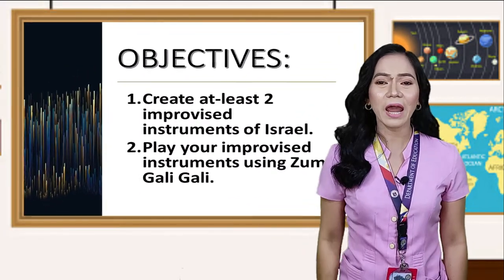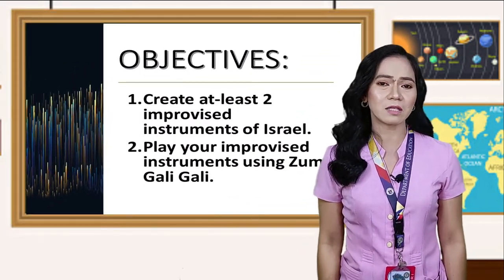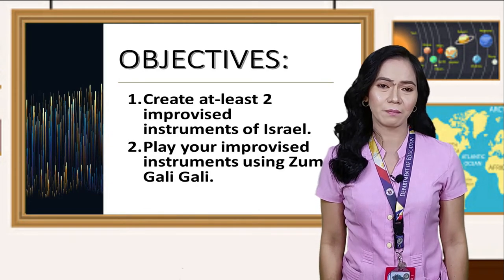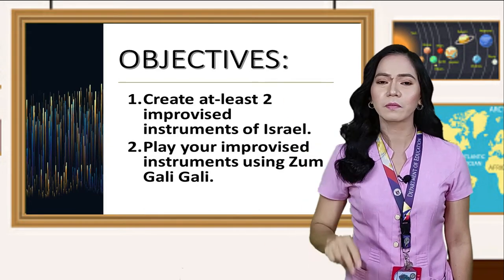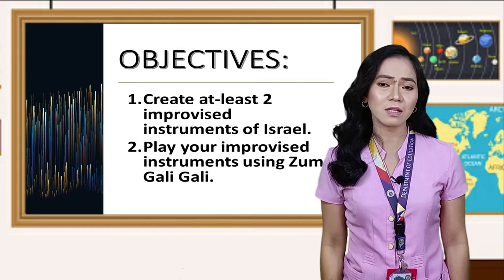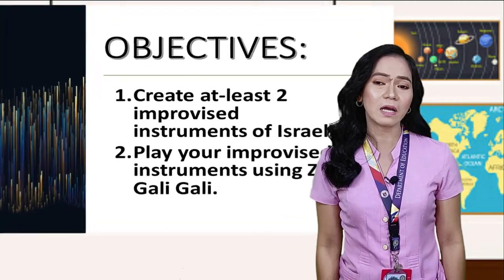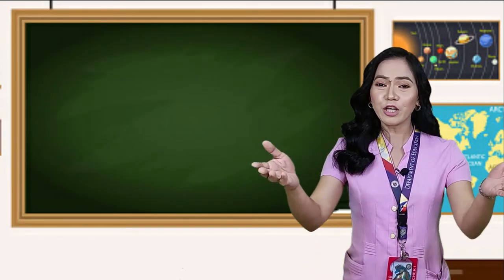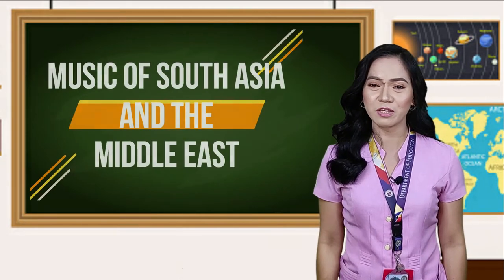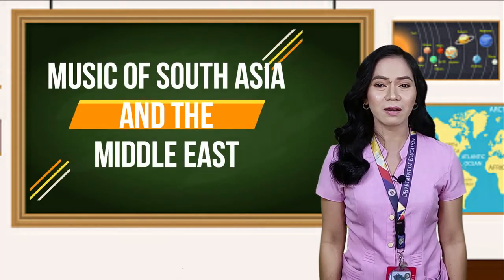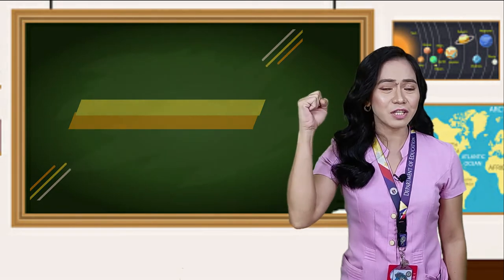One, create at least two improvised instruments of Israel. And two, play your improvised instruments using Zum Gali Gali. Are you ready to know more about the music of South Asia and the Middle East? Let's get started.